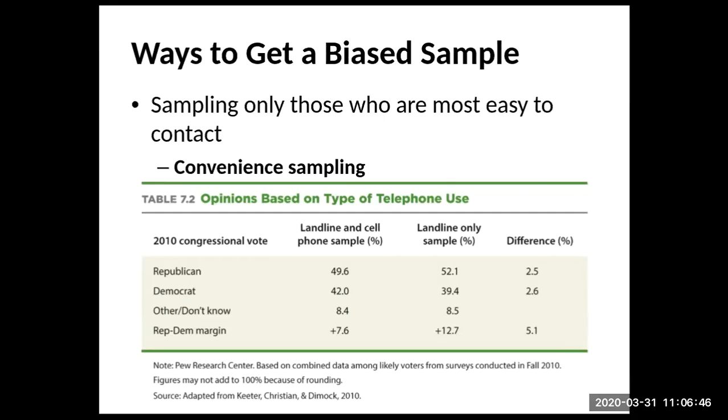So looking at the 2010 congressional vote, we are looking at opinions that are based on the type of telephone use. Looking at the number of people sampled that had both landline and cell phones, we got about 50%. Landline only was 52%, with a difference of about 2.5%. In this case, if we think about it, landline only is going to be people that don't necessarily have cell phones. People that still have landlines tend to be older, or businesses.